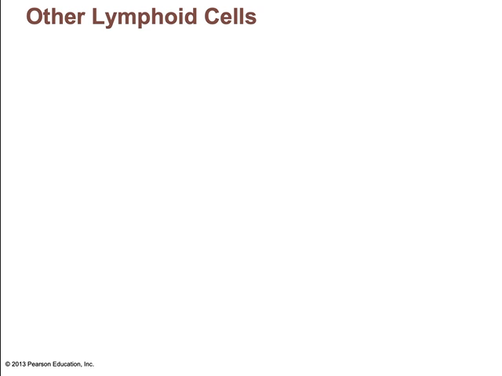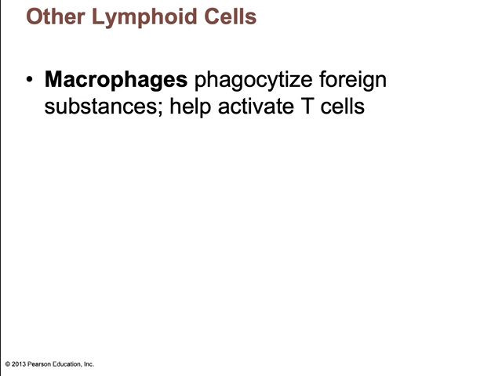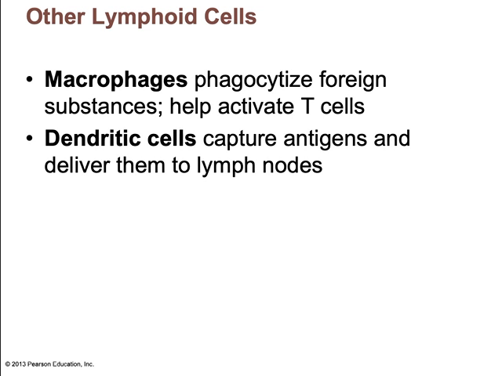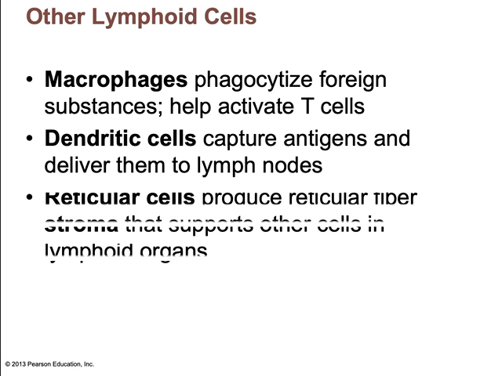Okay? Macrophages phagocytize foreign substances, and they help to activate T cells by presenting the foreign antigen to them on an MHC2 protein. And it's the T cell, the helper T cell specifically, that helps to fully activate the B cells and the cytotoxic T cells. Dendritic cells capture antigens and deliver them to lymph nodes, and reticular cells make reticular fibers that support the other cells in the lymphoid organs. So they really don't have an immune function, but they kind of build the superstructure.